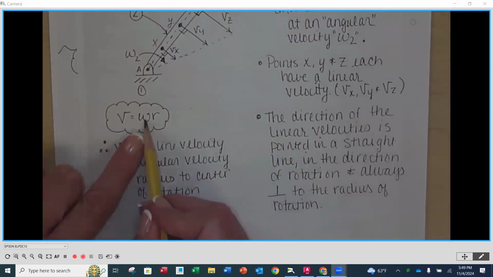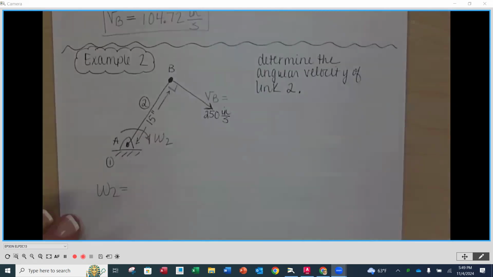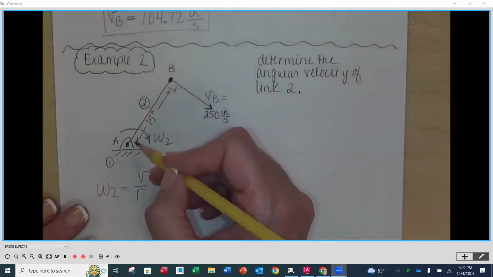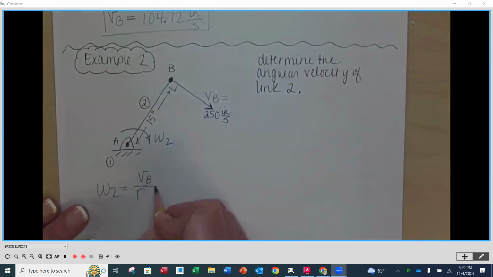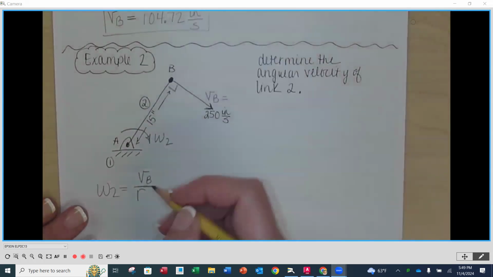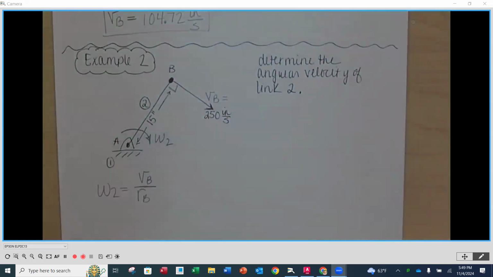So W by itself would be V over R. So that's going to be V over R. This is going to be the velocity of any point on that link. The only straight line velocity we know on this link is the velocity of point B. And then the radius, or the distance from the center of rotation to that point, is going to be the radius to point B as well. So the angular velocity of link number 2 is equal to velocity of B divided by the radius to B, or the distance to B from the center of rotation.